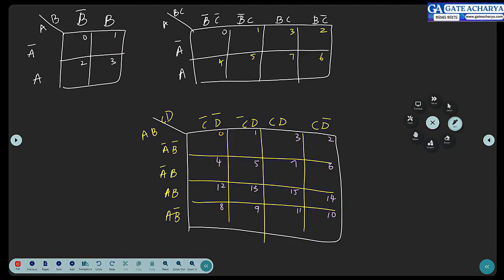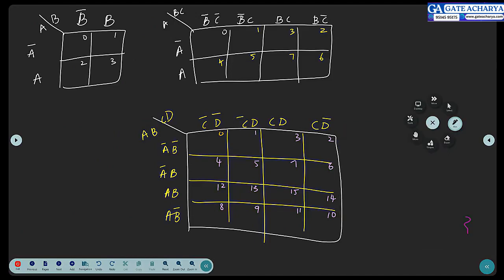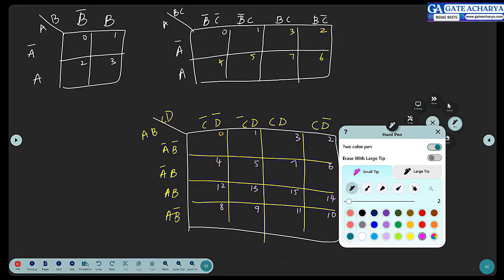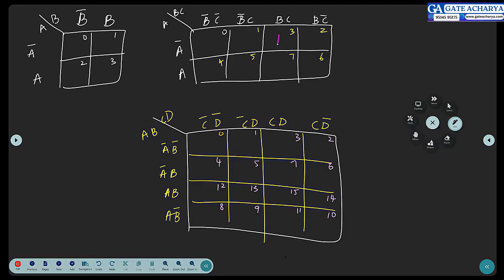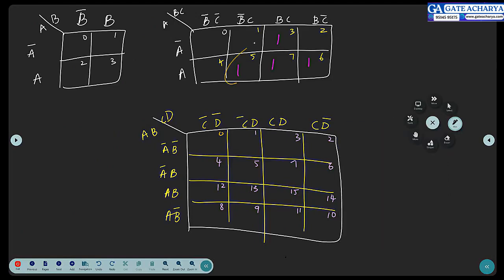How do you combine them? How does the combination work? See, for example, you have a situation like this. How do we combine this? Can I combine like this cross? This is okay.